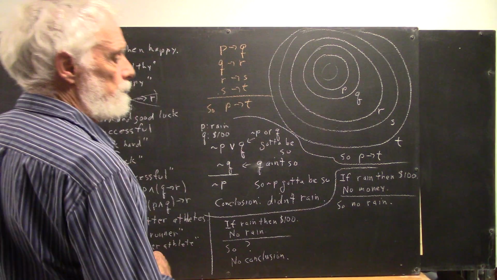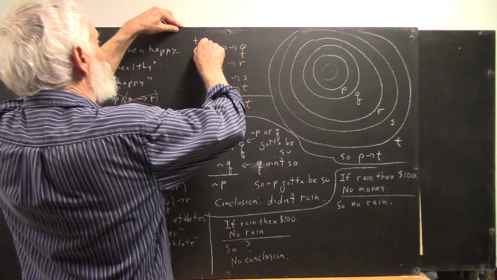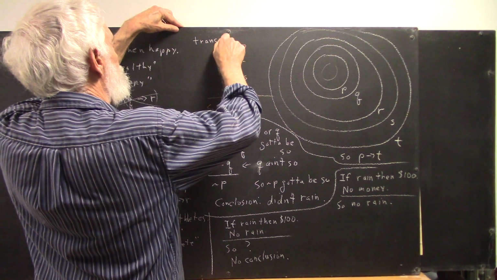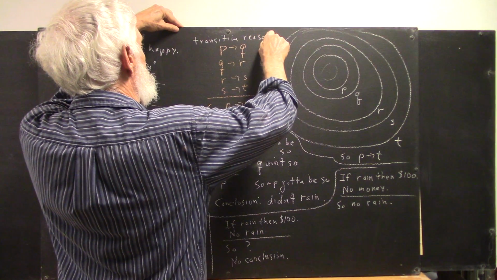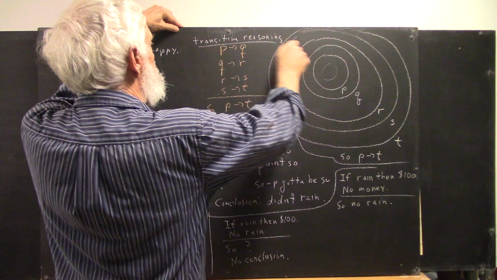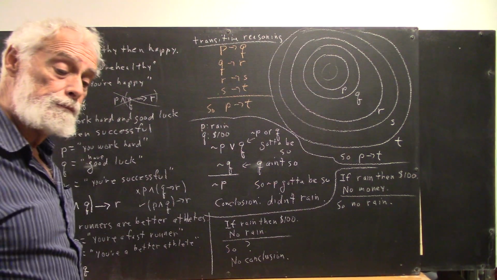Now this is called transitive reasoning. They're more formal names that we'll talk about, but we don't have to remember that one. Another statement.